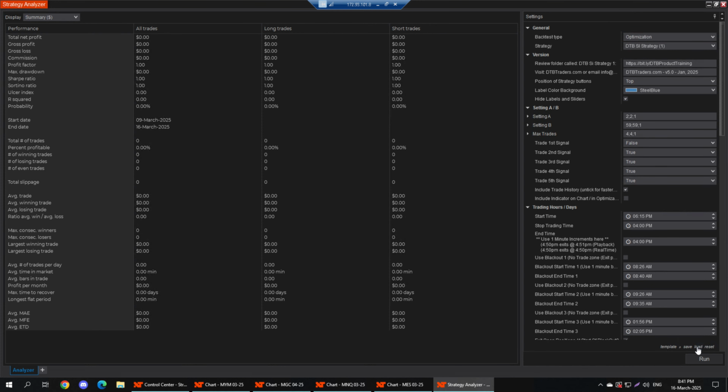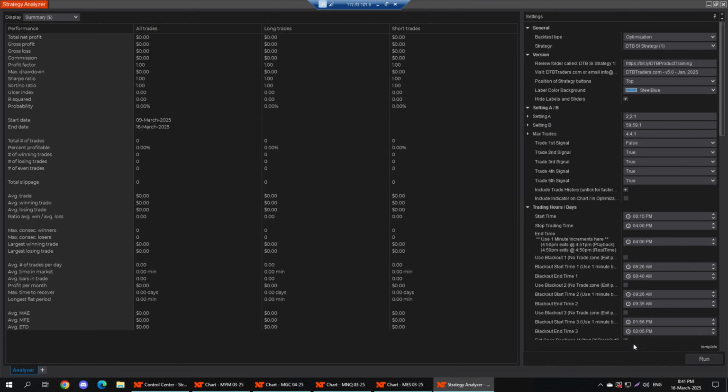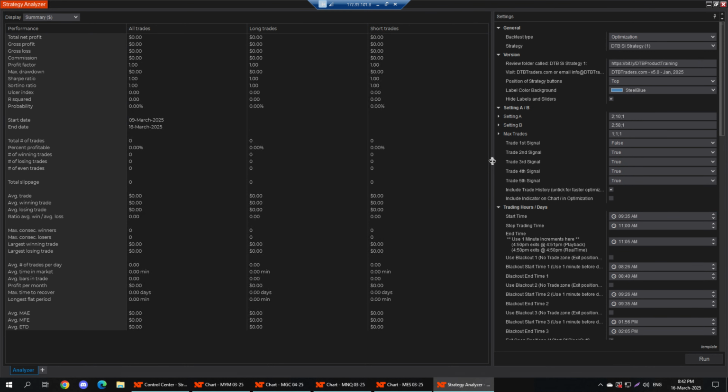We're going to start with the template that we loaded. So let's work with the template 2 MNQ, which is the 50-25, 935 till 11 with the 600 drawdown. Okay, so we're going to load this up. Immediately what you will see is it's got setting A and setting B, so 2 to 10, 2 to 58. We've only got one trade over here. We'll start off with the 1, and then I'm going to show you how we can develop and extend this as we go further.